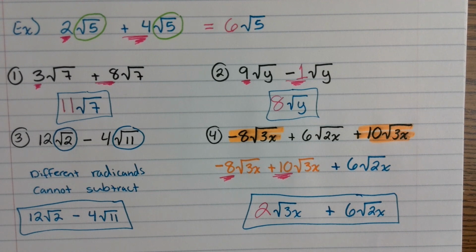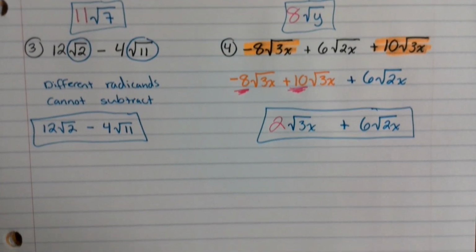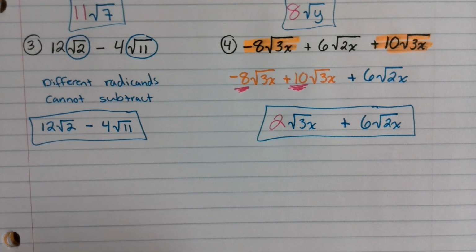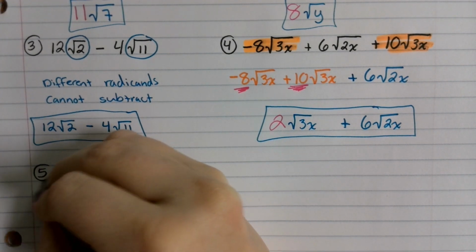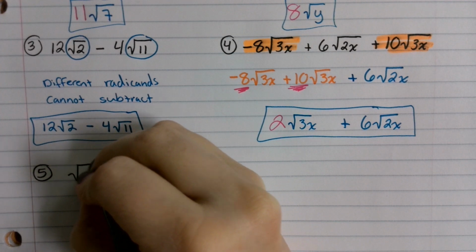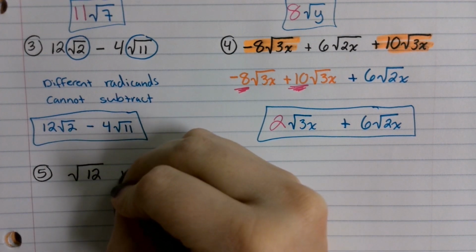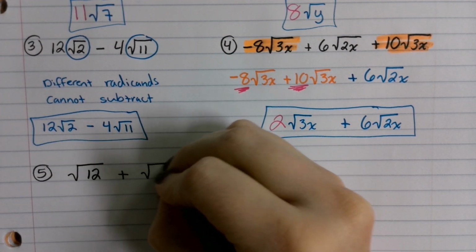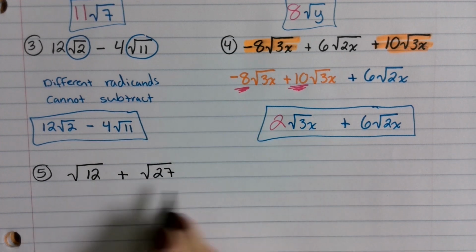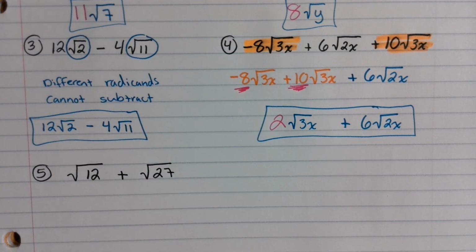Now sometimes they might look like they're not like radicands, but in fact they are. So if I have the square root of 12 plus the square root of 27, right now do they look like like radicals? No, but they are. Why are they? What can I do, Solomon? They both have a what in them?